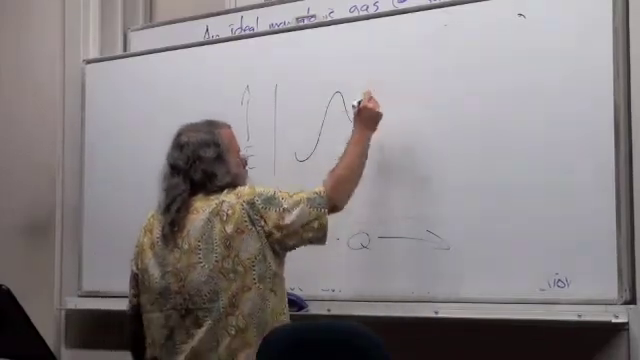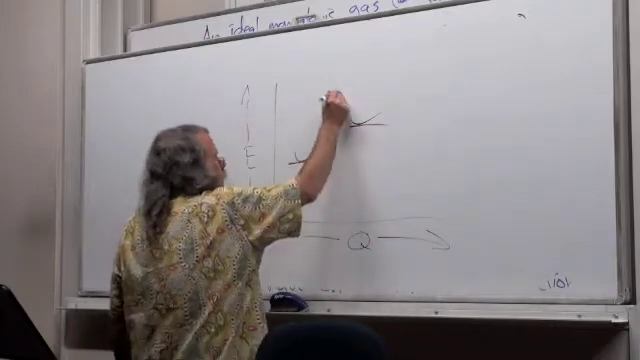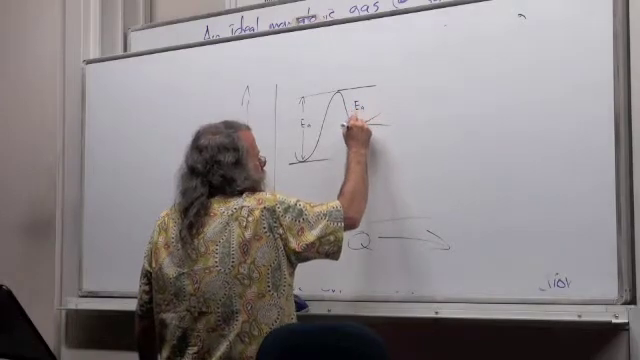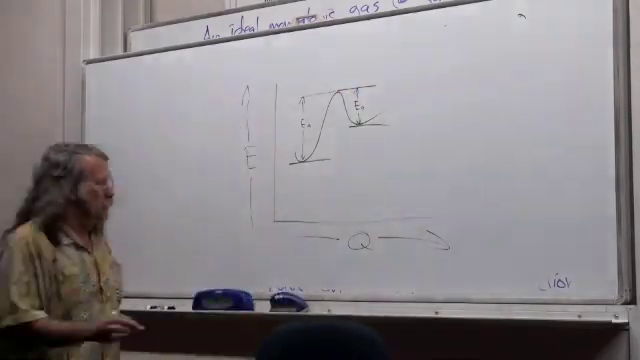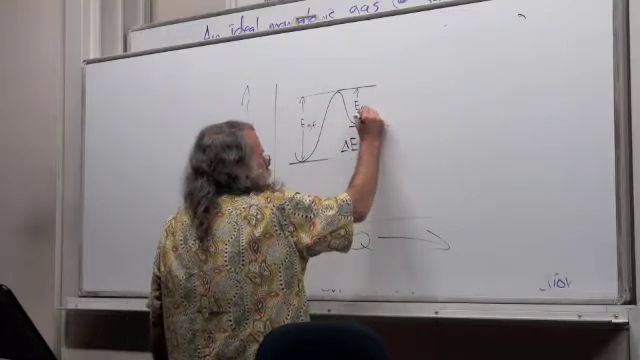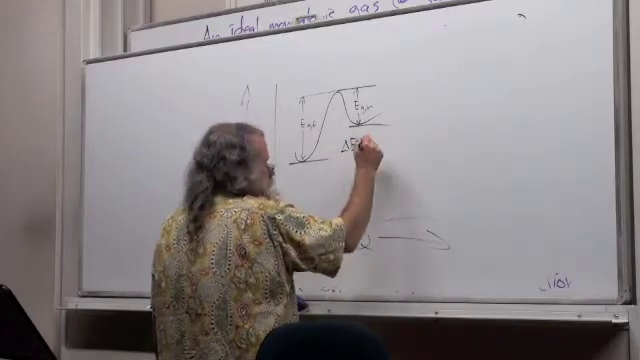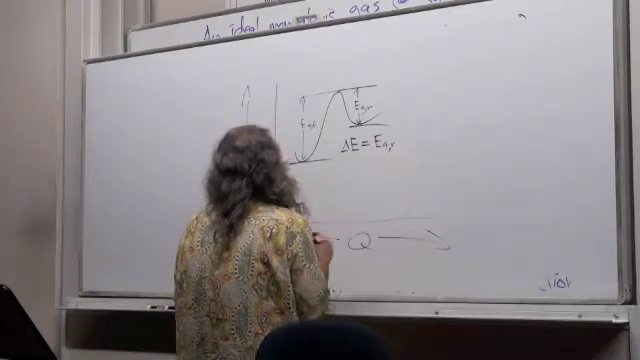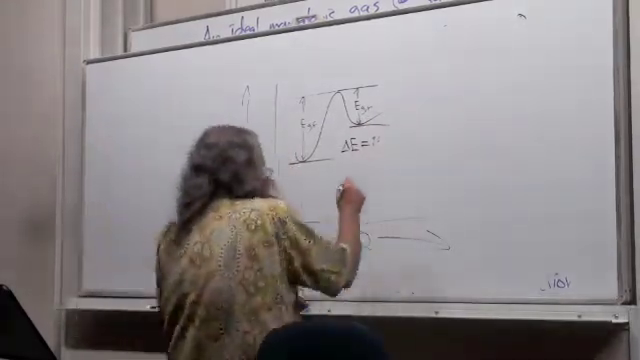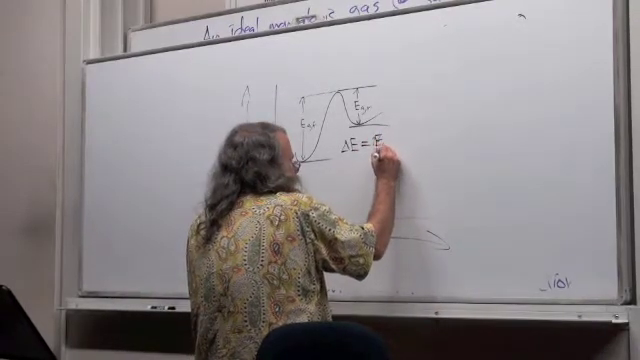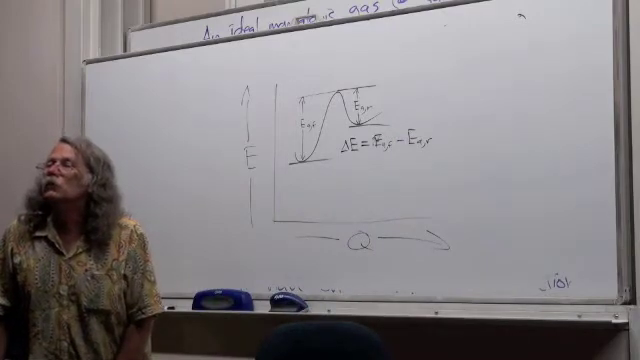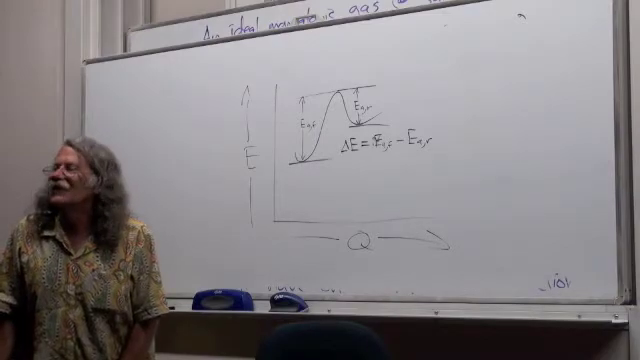If I have a process where I have E sub A for the forward process, and E sub A for the reverse process, then delta E is equal to E sub A forward minus E sub A reverse. You see that? Yep. That's delta E.